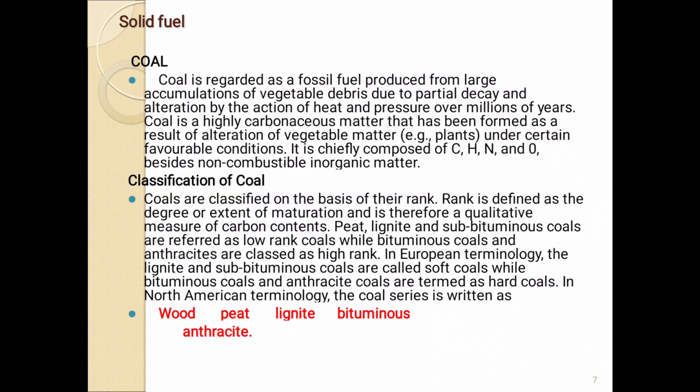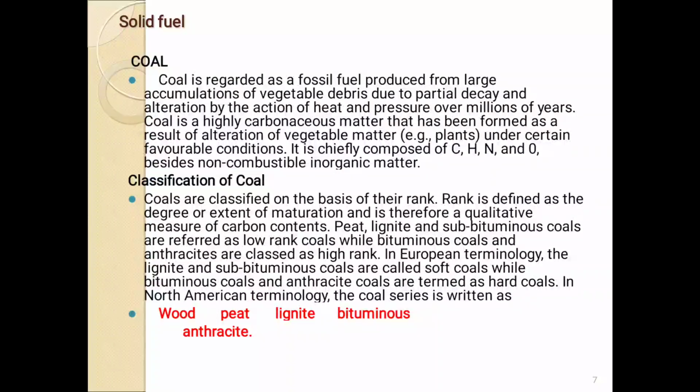Now we will see about solid fuel. That is, the important solid fuel is coal. It is a natural fuel, that is a primary fuel. Coal is a fossil fuel that is produced from large accumulation of vegetable debris due to partial decay and alteration by the action of heat and pressure over millions of years.